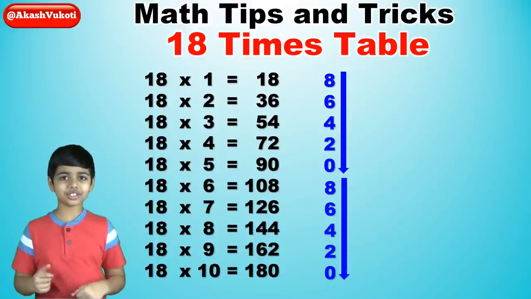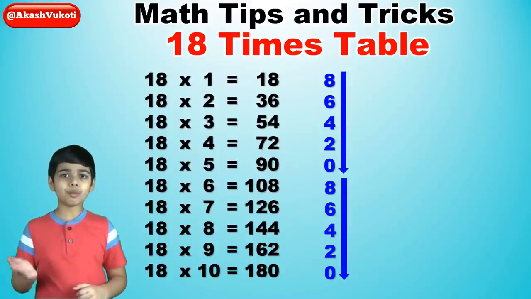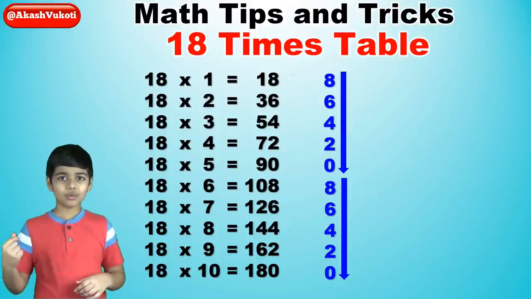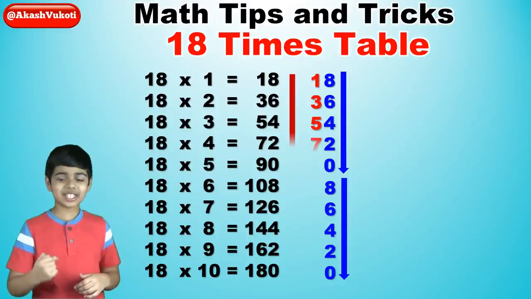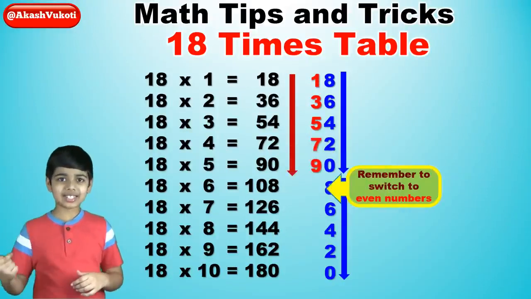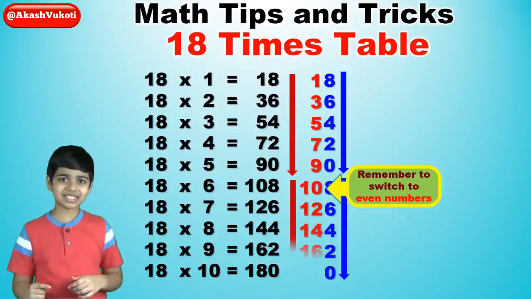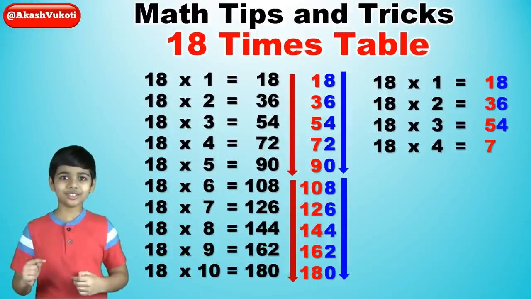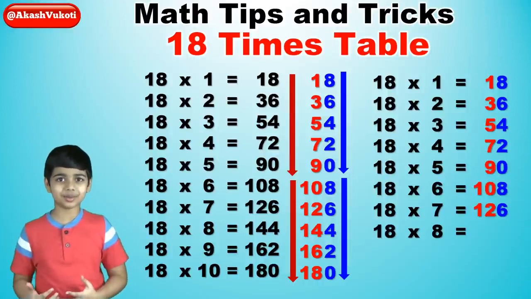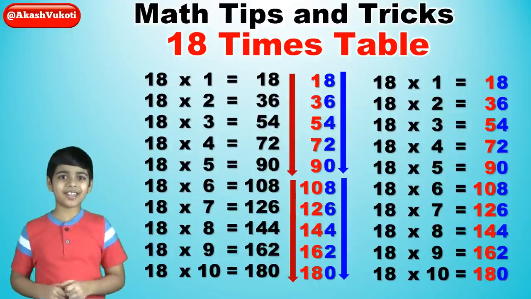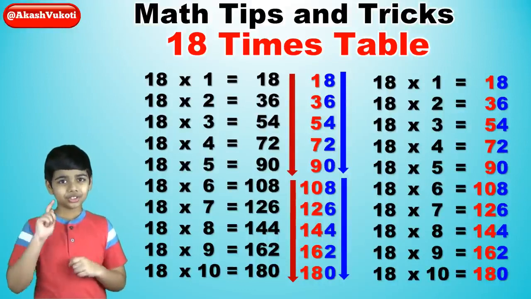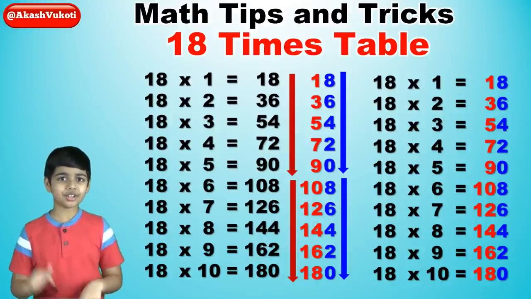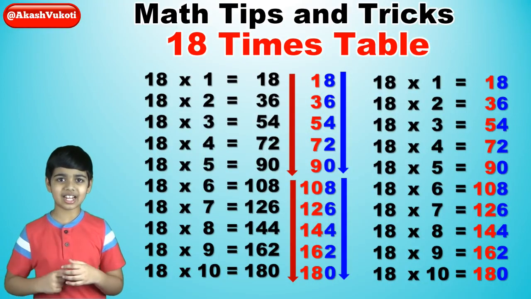Next, for the tens digits, we'll just write the odd numbers from 1 to 9 and then the even numbers from 10 to 18. So 1, 3, 5, 7, 9, and then 10, 12, 14, 16, 18, and there you have it. This is the trick to learn the 18 times table. It's a very neat trick. Take a look. So now you know the trick to learn the 18 times table. You can use it to start memorizing the 18 times table.